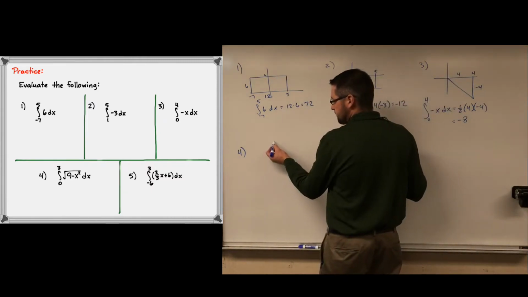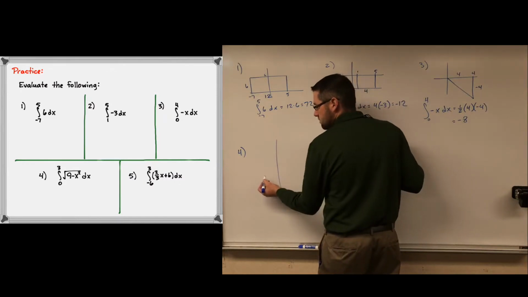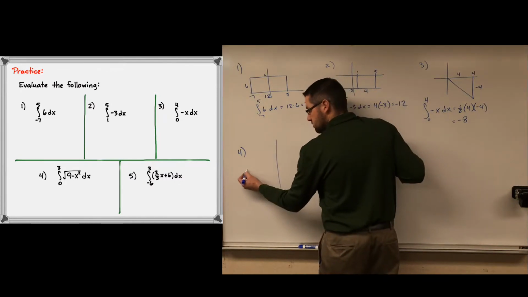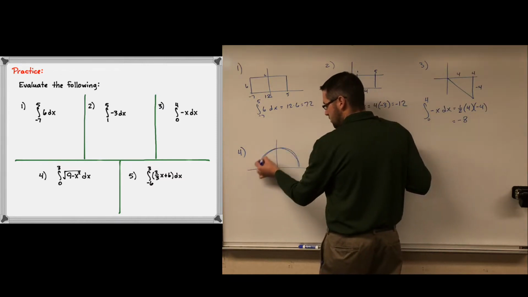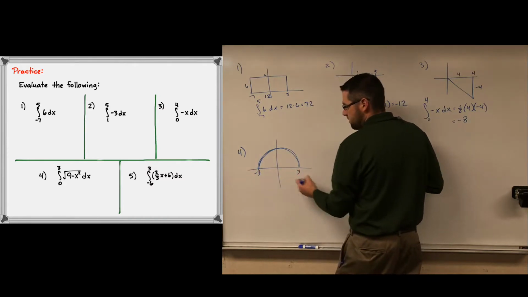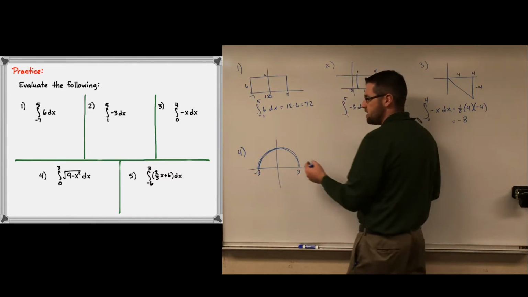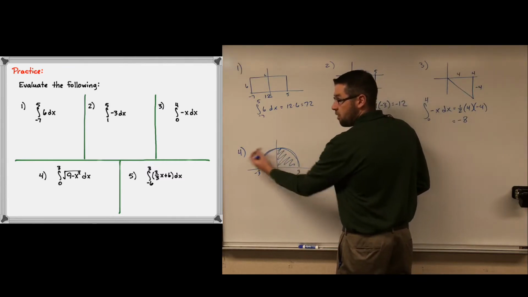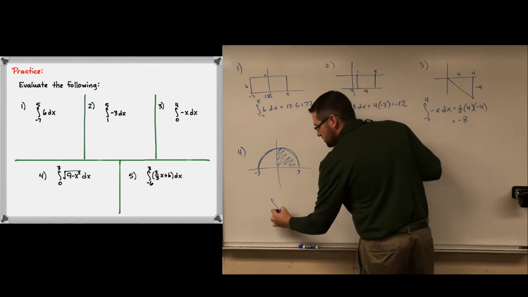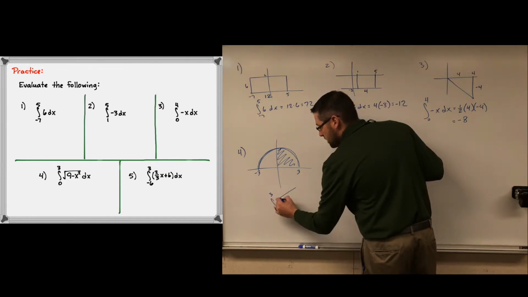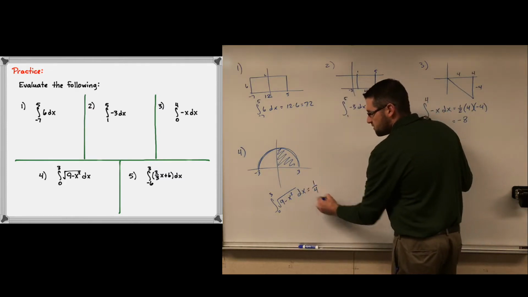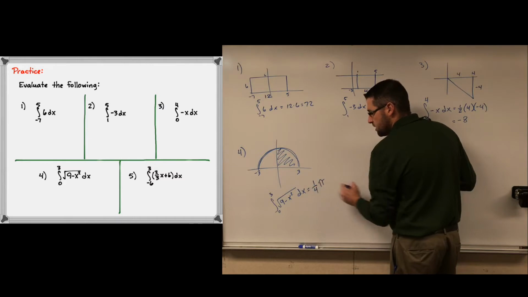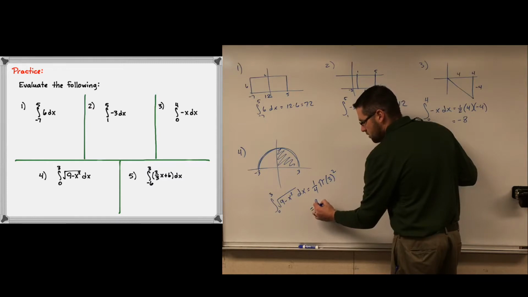It's a semicircle. The function is a semicircle with a radius of 3, centered at the origin. So this is negative 3, this is 3. I am looking for the integral from 0 to 3, so I don't care about that part of it. Right? So the integral from 0 to 3 of that gross thing, 9 minus x squared dx, is equal to 1/4 of a circle. What's the area of a circle? Pi times, what's the radius then? 3 squared. So that would be, what, 9 over 4 pi?